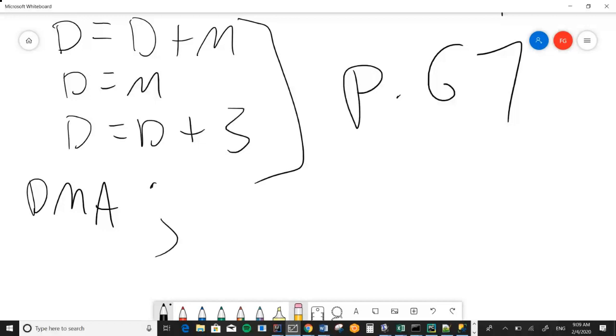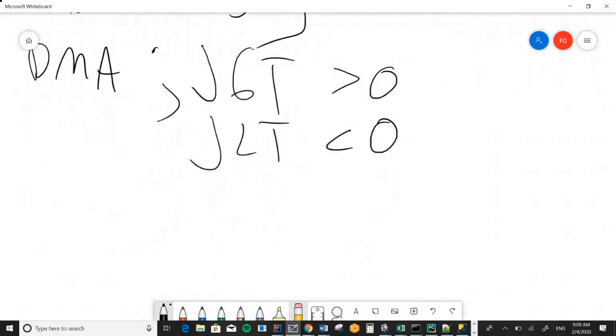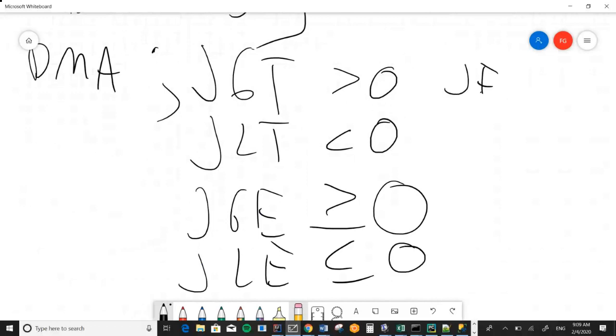Well, you put a semicolon, and then you've got one of several formulas. They all begin with J. So JGT, for example, is you jump on a positive number. JLT would be jump on a negative. And then there's other combinations as well. So JGE is greater than or equal to 0. JLE would be less than or equal to 0. JEQ is when it's equal to 0.